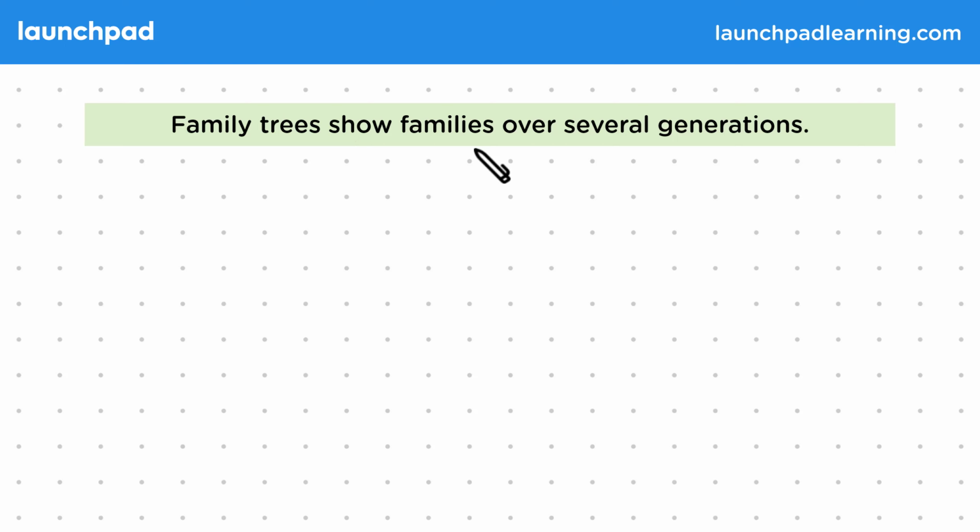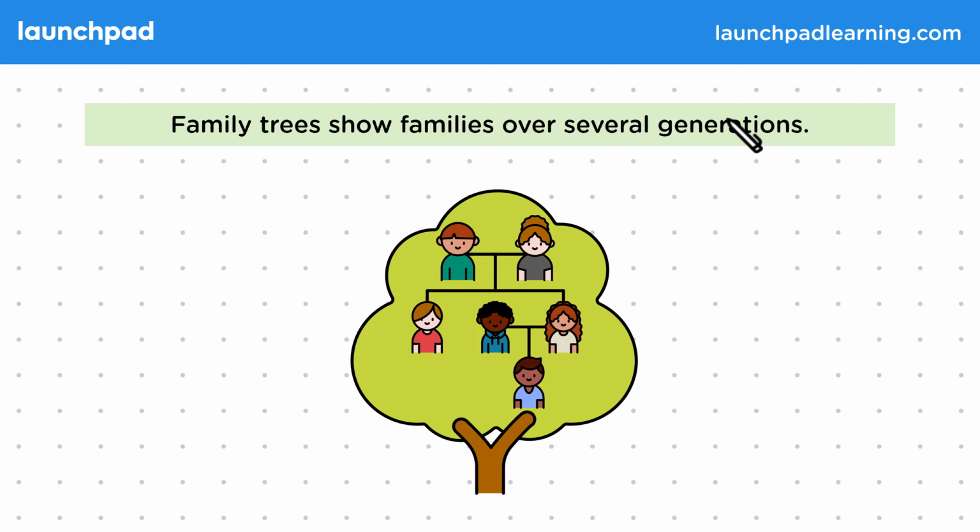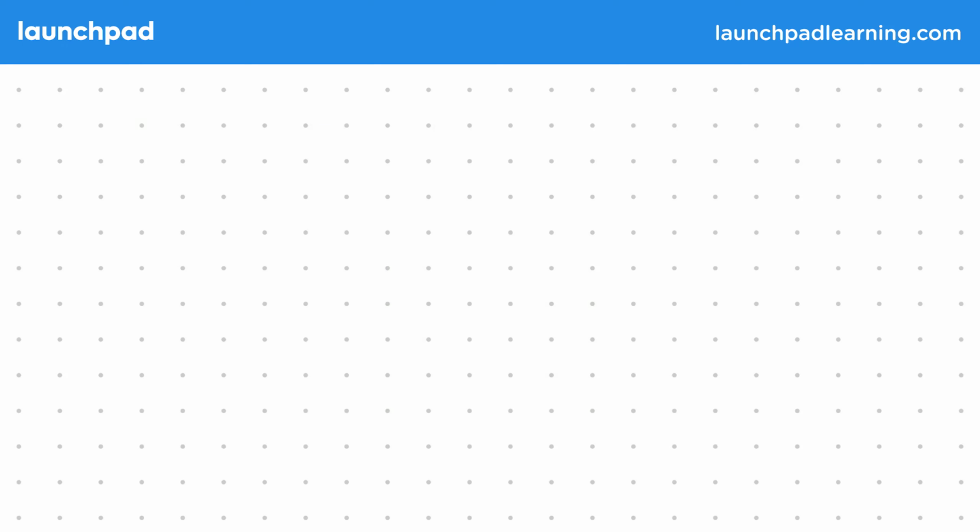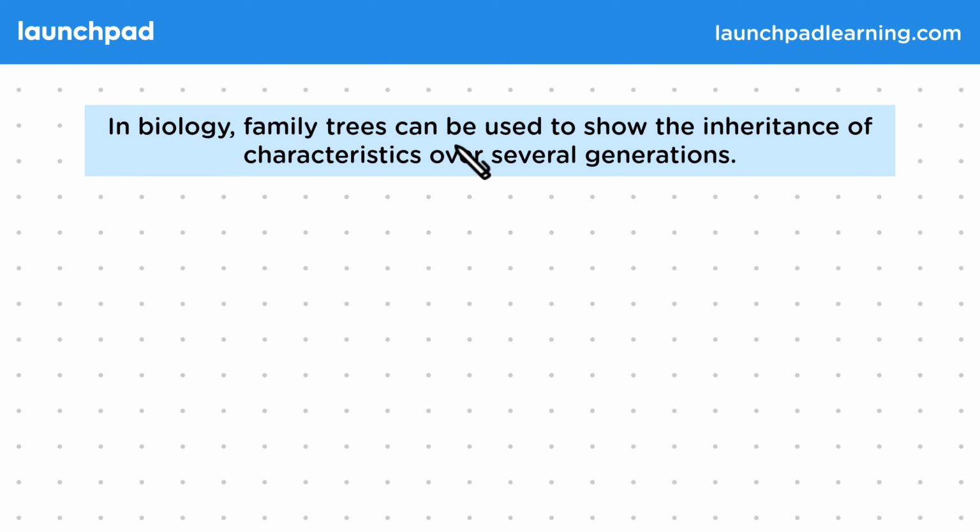Family trees show families over several generations. We can see how people are related to each other as the generations go down, with the youngest members of the family at the bottom. So how do we interpret family trees in biology? In biology, family trees can be used to show the inheritance of characteristics over several generations.